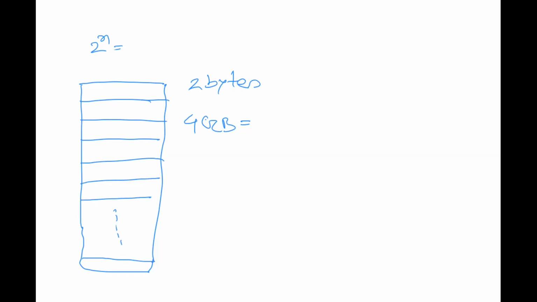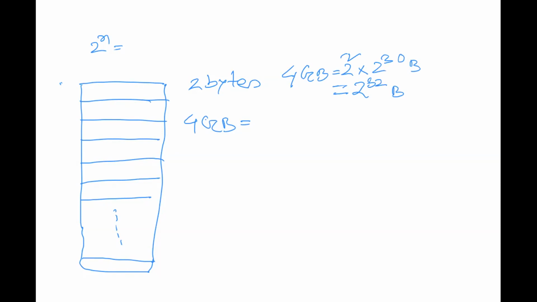Now let's say how many bits are required for addressing each word in this memory structure. Let's calculate that. Here I mentioned that memory size is 4 GB, and 4 GB is nothing but 2 to the power 2 times 2 to the power 30, which means 2 to the power 32 bytes. And I also mentioned that each word size is 2 bytes. So how many words will this RAM have?